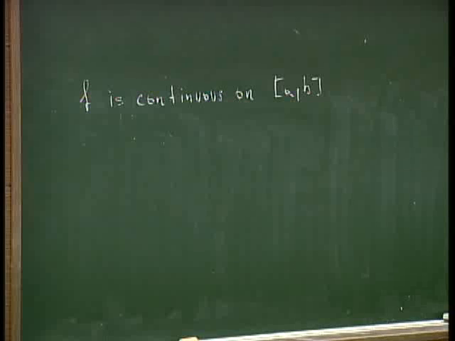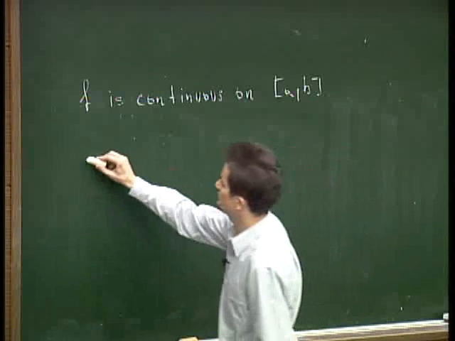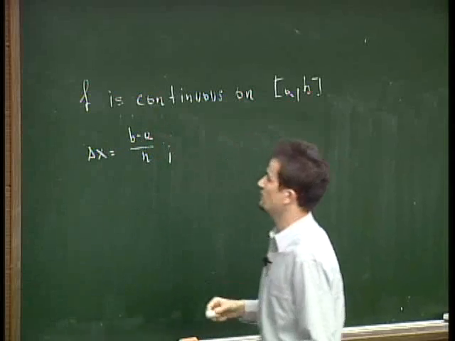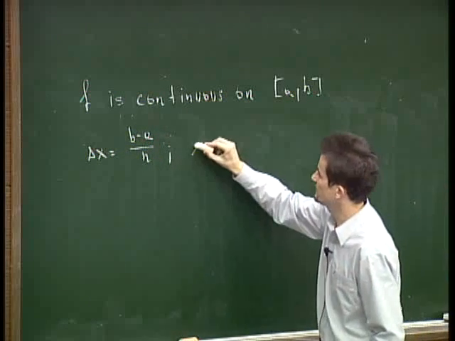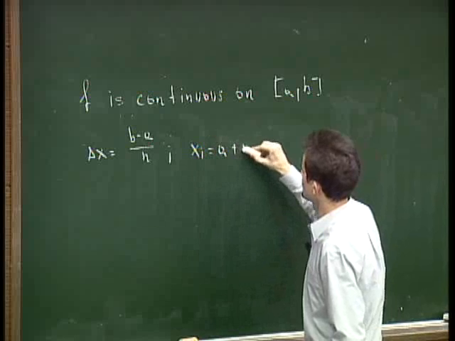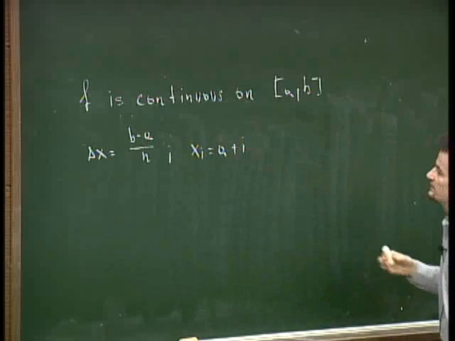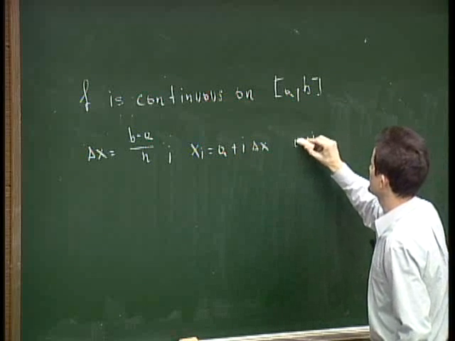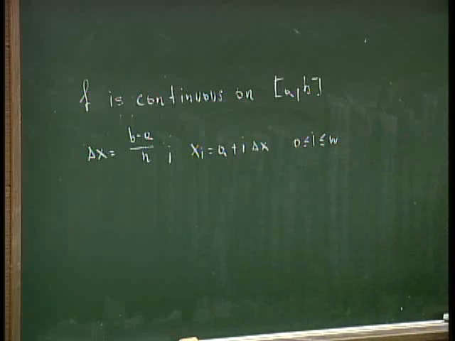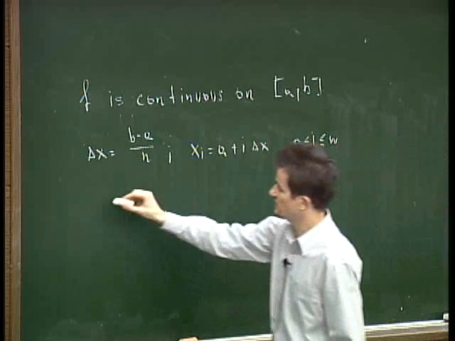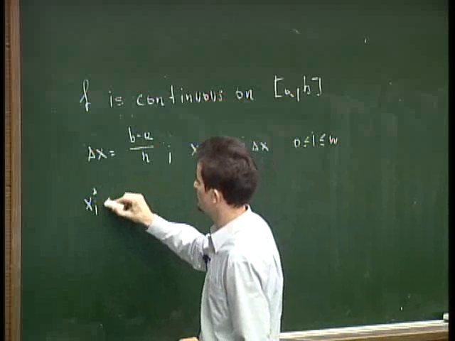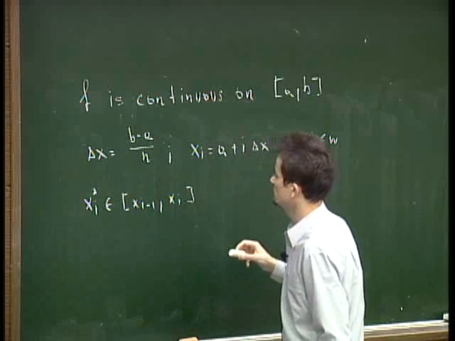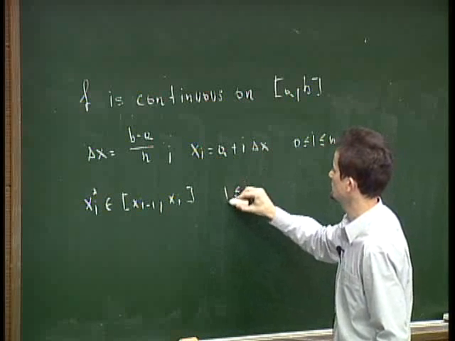On some interval, and we define then delta x to be b minus a over n, and we define a sequence xi to be a plus i times delta x, where our i is between 0 and n, and we choose sample points xi star in the i-th interval. So overall, we choose n of them.